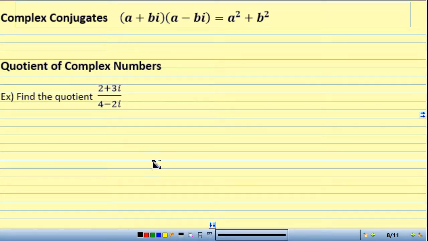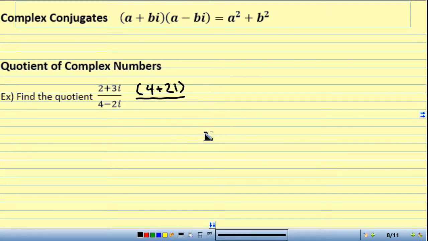So I have 2 plus 3i over 4 minus 2i. I need to get rid of the imaginary number in the bottom. So I'm going to multiply the top and the bottom by the complex conjugate of the bottom, which is 4 plus 2i.